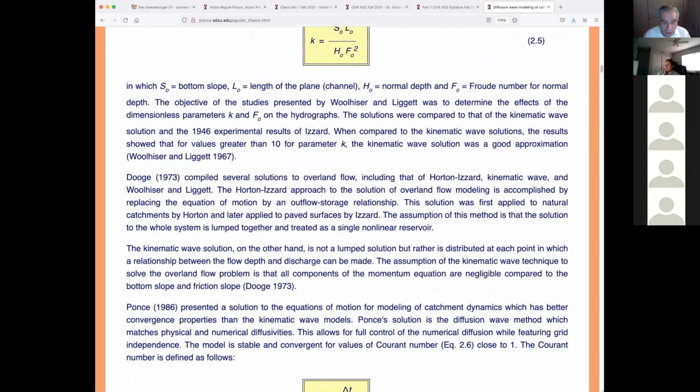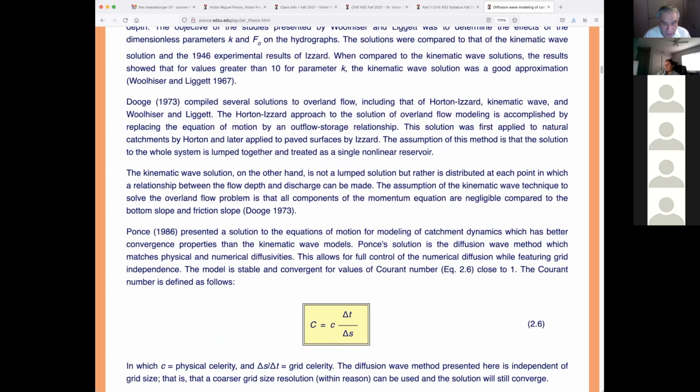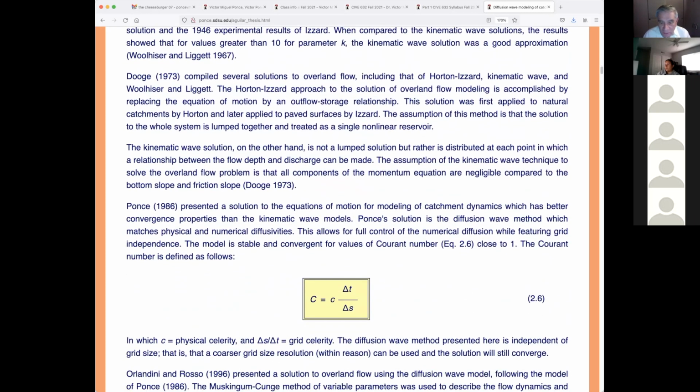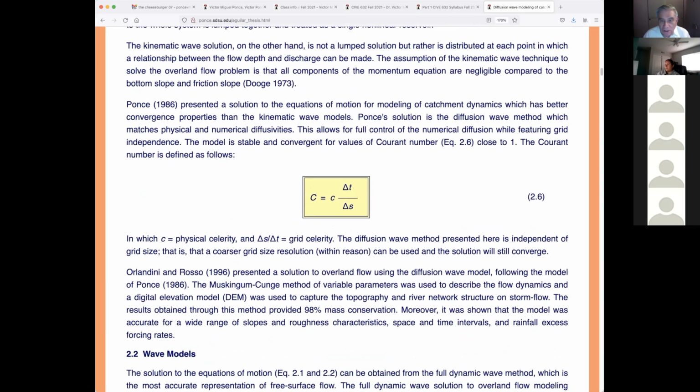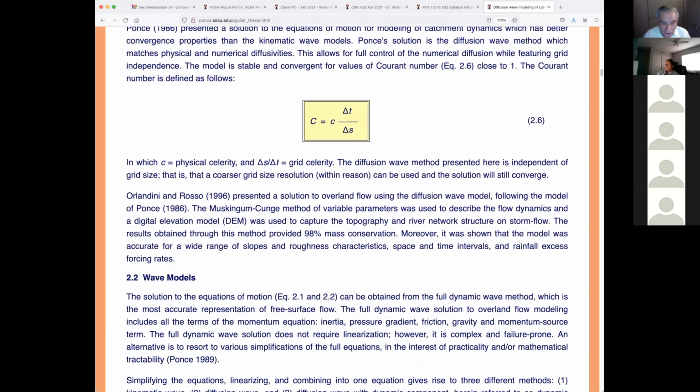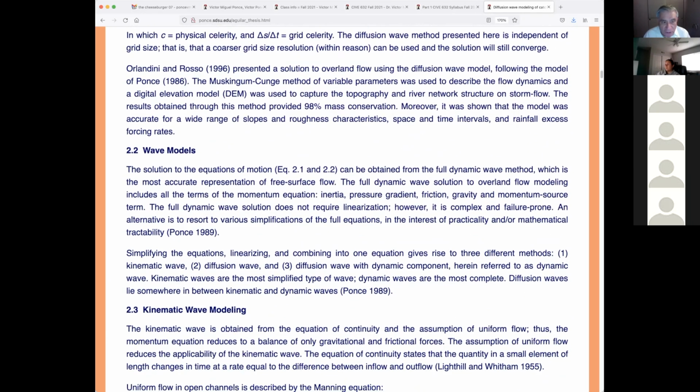Okay, then Du comes in. Then we come in 1986, and we define the Courant number. We'll redefine the Courant number. And that's the definition of the Courant number. Fundamental concept in open channel hydraulics. I have extensively talked about this already.